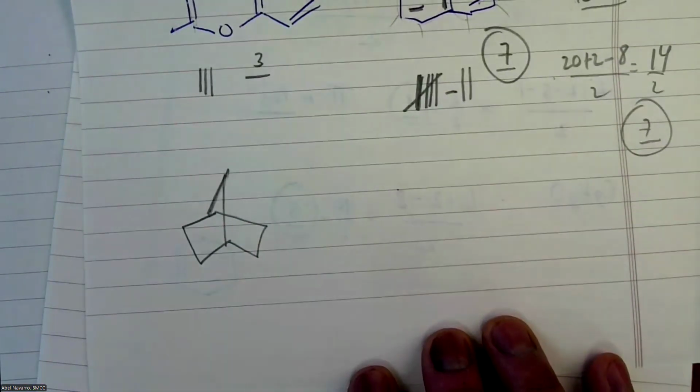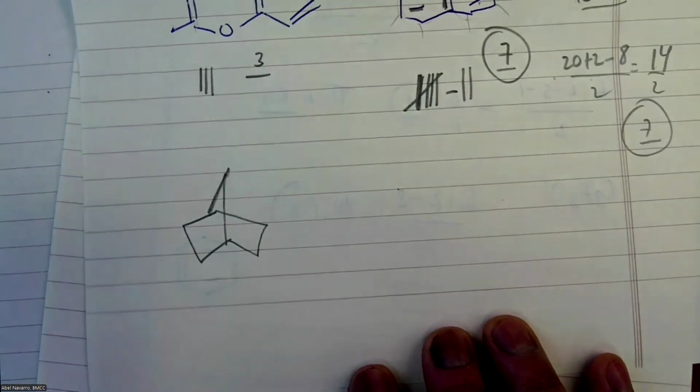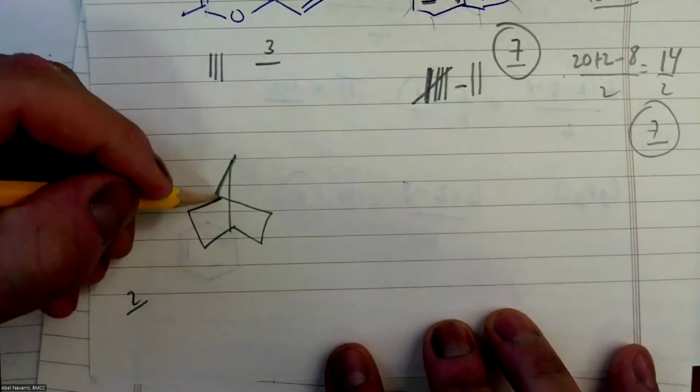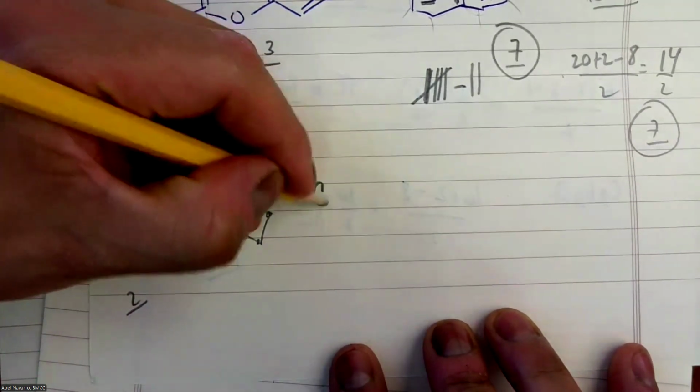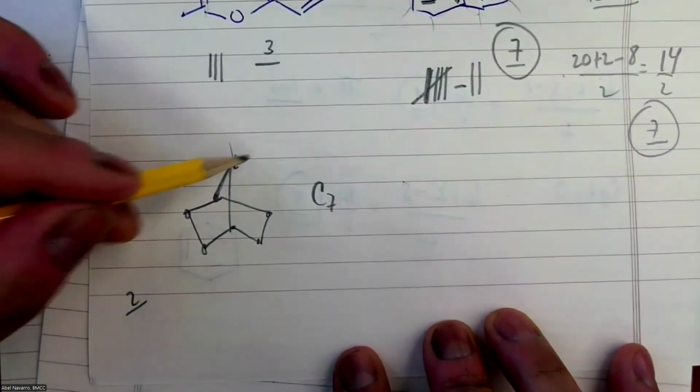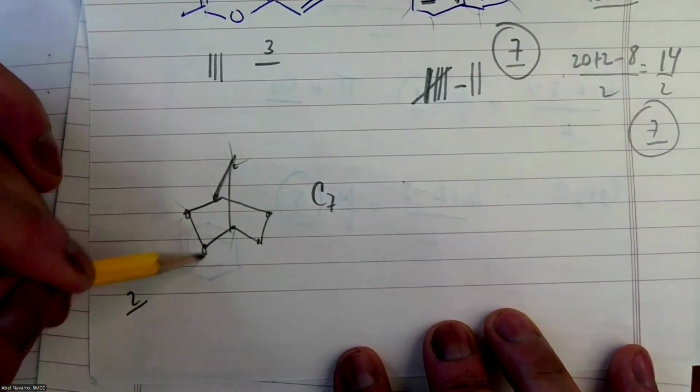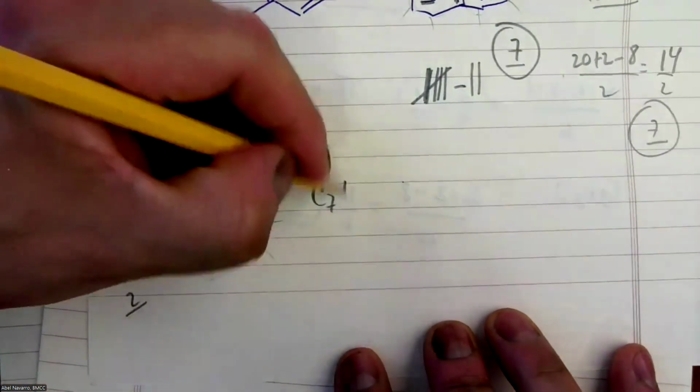How many DUs? I think 2, but let's see. You never know with these bicycles. 1, 2, 3, 4, 5, 6, 7 carbons. C7. Hydrogens: 1, 2, 3, 4, 5, 6, 7, 8, 9, 10, 11, 12.